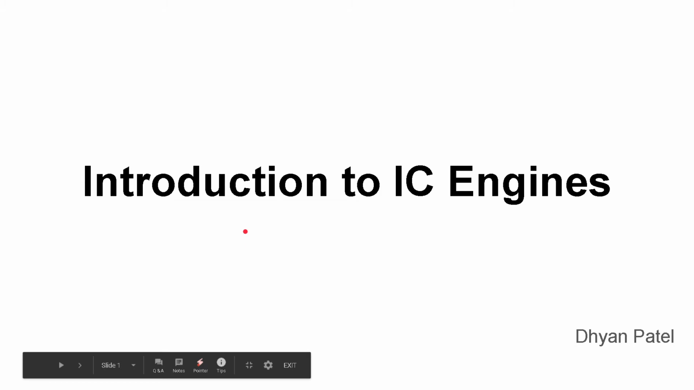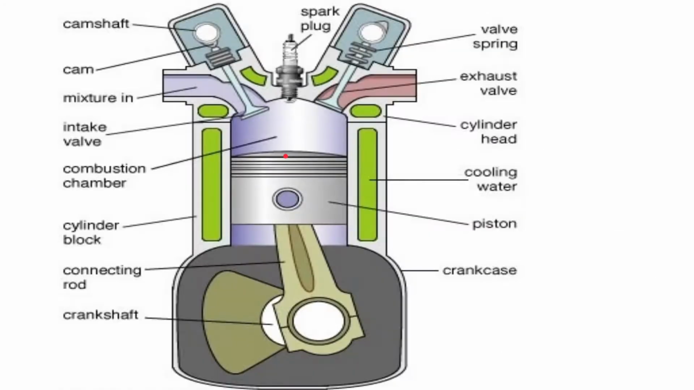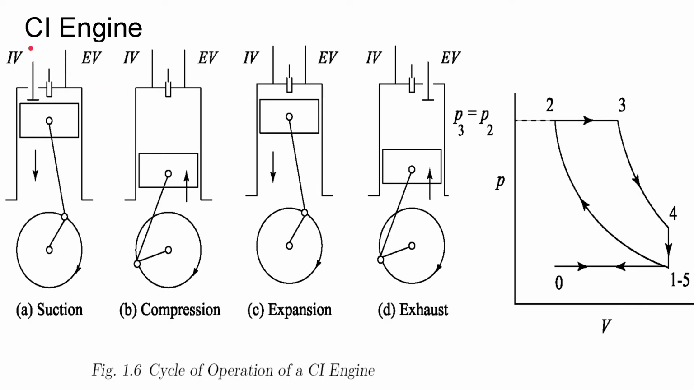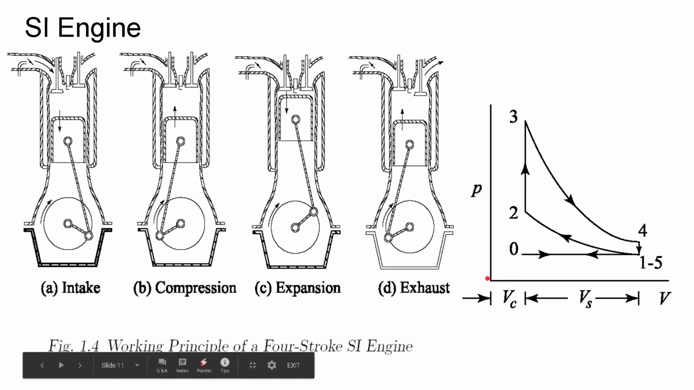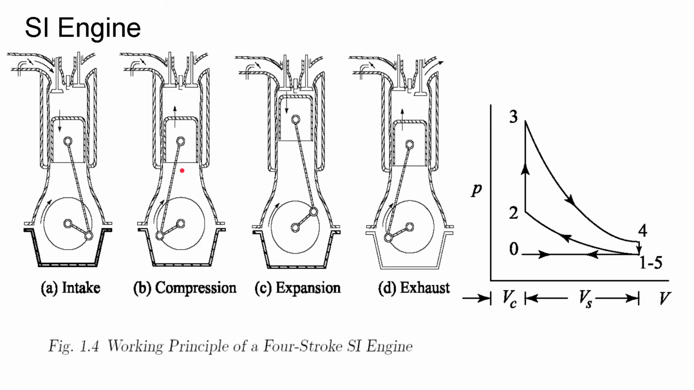So earlier we have seen the introduction to IC engine, what are heat engines and all. Now we have also classified and given the names of components and the nomenclature. And now we'll see the working of the spark ignition engine, that is the petrol engine or gasoline engine, and the working of the compression ignition engine or the diesel engine, along with the explanation of the PV diagram, the standard cycle, and then we'll put some important points on discussion.